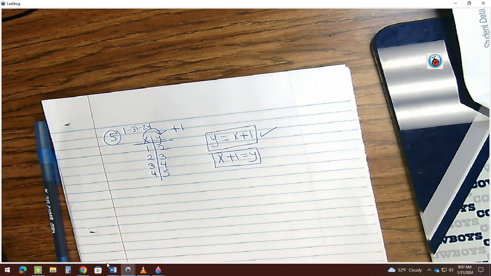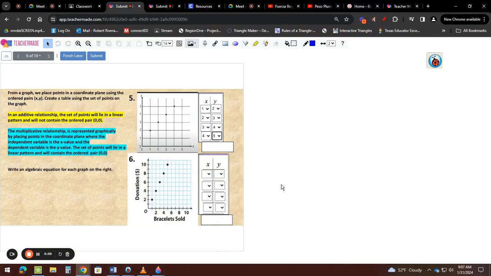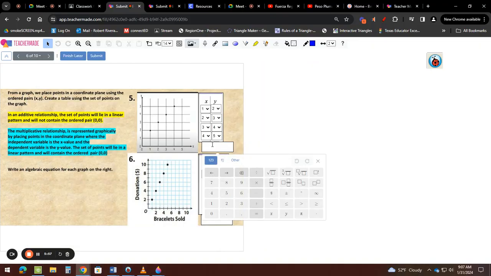Now I'm going to go to my TeacherMate again, and I'm going to punch it in here. So I'm going to put y's right here. You see the y? Then the equal. The x is right here. This is the times table symbol. It's not an x. This is the x. Then plus what?